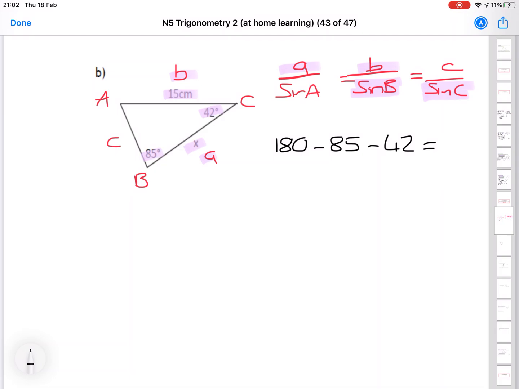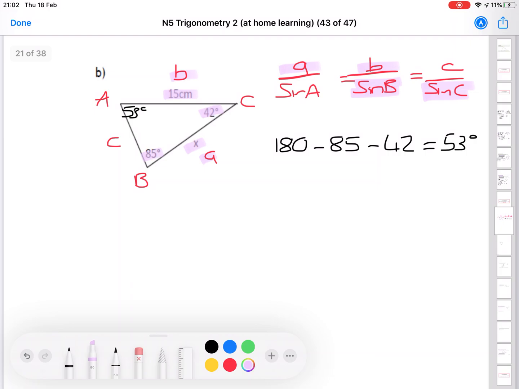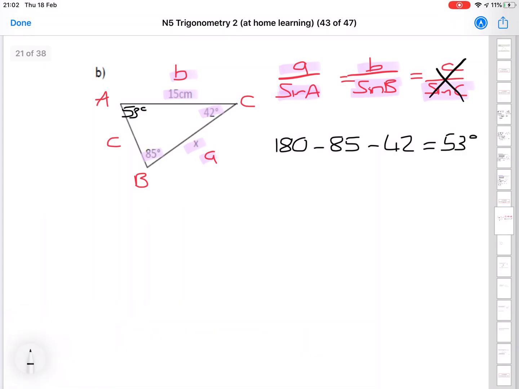So 180 minus 85 minus 42 leaves us with 53 degrees. So I'm going to fill that in at A. And now I can actually highlight angle A, and I have the two pairs that I need. So this will work. So sine rule will work in this case. Okay, so if you can fill in something that you need to do the question with sine rule, you would absolutely go ahead and do that.